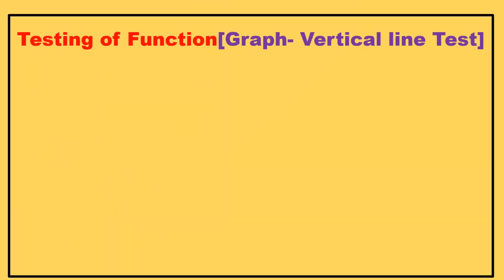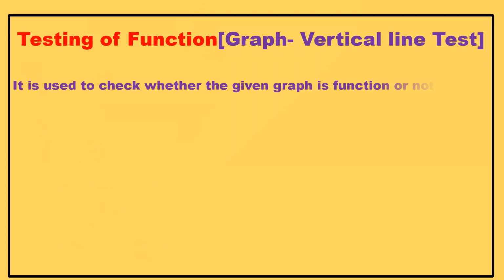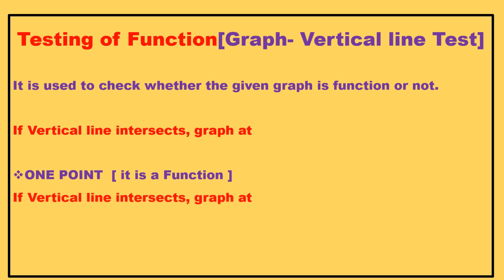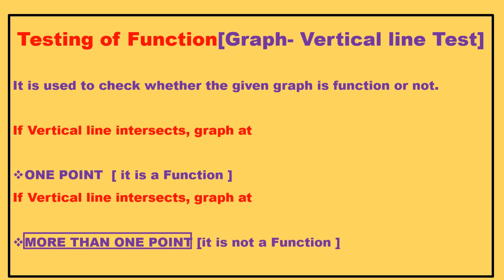Testing of a function on a graph: the vertical line test. It is used to check whether the given graph is a function or not. If a vertical line intersects the graph at one point, it is a function. If a vertical line intersects the graph at more than one point, it is not a function.